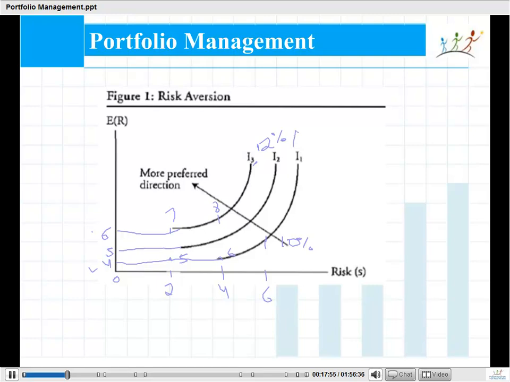Tell me if the curves that we have drawn are the curves for investor A and the curves that I am drawing now are the curves for investor B. Which investor is more risk taking? Investor A or investor B?